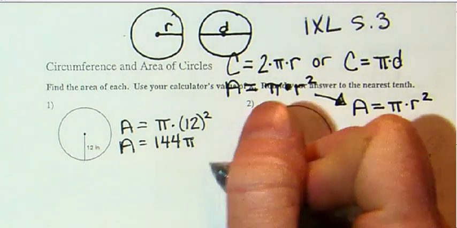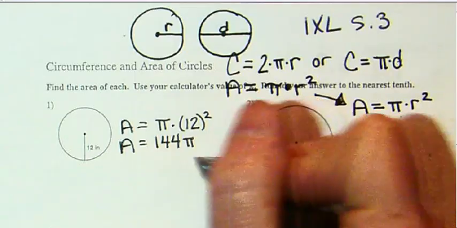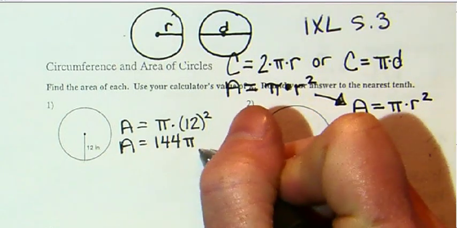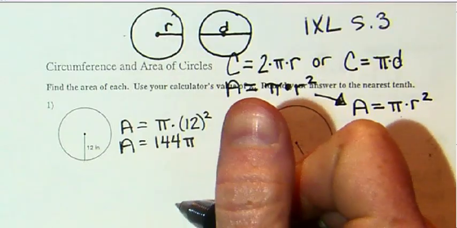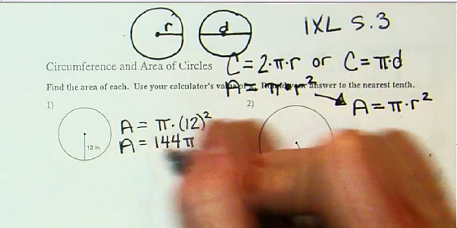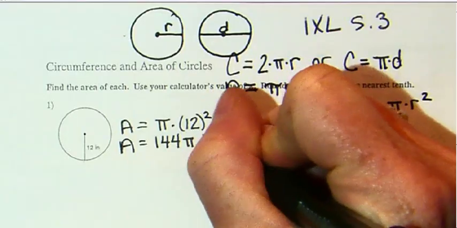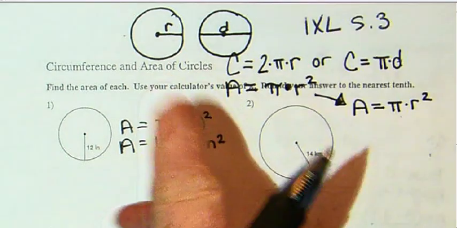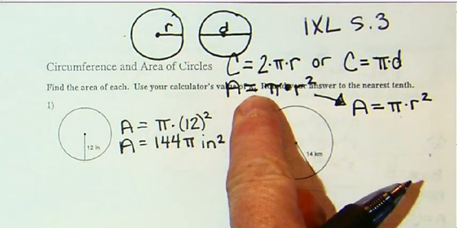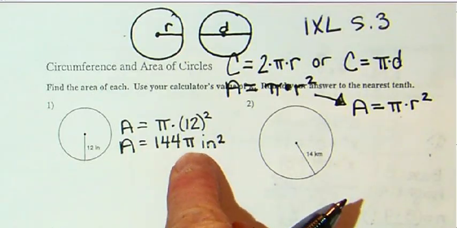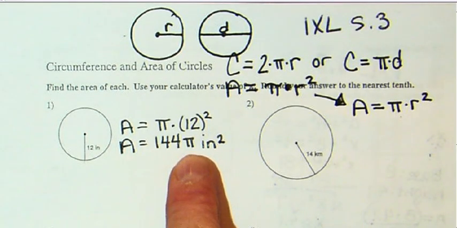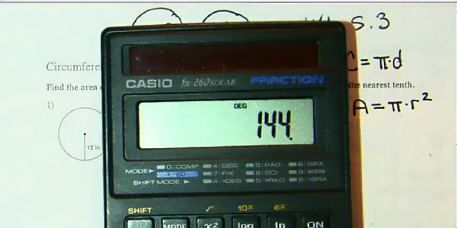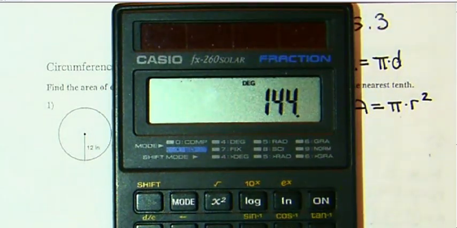Now this is a way, if the question asked you for your exact answer, including pi would be the exact answer. We would just need to include your units showing inches squared because this is an area problem. But our instruction said, go ahead and multiply out the pi using your value of pi in the calculator. So I've got 144 in my calculator.